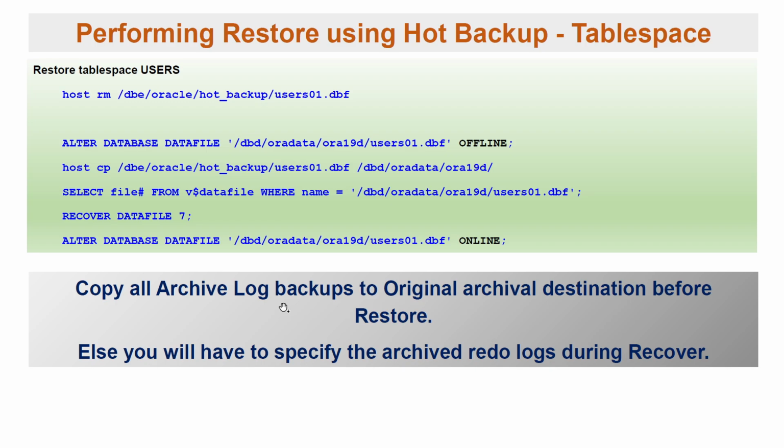Now, one thing that I want to highlight: before you initiate the recover command, copy all archive log backups to the original archival destination. This is optional. If you don't do this, you will have to manually specify the archive redo logs during the recover. Both are fine. Either you specify manually, or if you keep them in the original location, it will automatically pick them up because it knows where it has archived. So let's repeat. If a particular data file is lost, first place that data file in the offline mode, copy the data file from the backup location to the original directory, recover that particular data file, and open it.